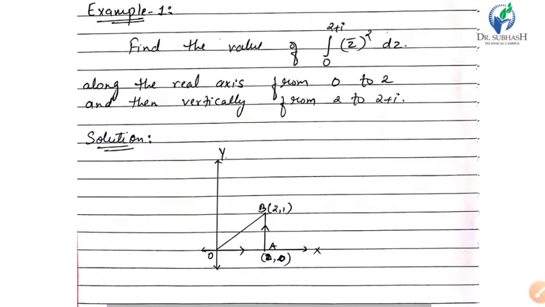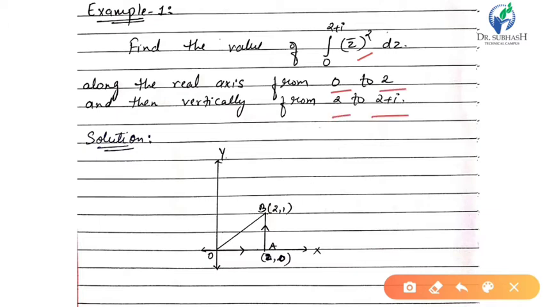See, here our question will be the given integral. We need to simplify the function and we will be given some path which we need to analyze. Okay, so here our integral is 0 to 2 plus i, z bar whole square dz. This is our given function and the path given is along the real axis from 0 to 2 and vertically from 2 to 2 plus i.